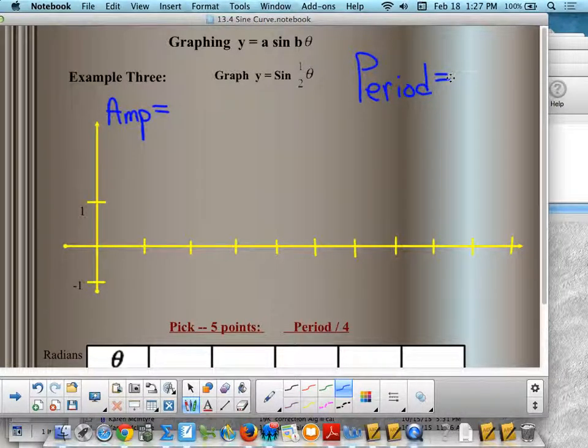Gotta know this, gotta know that, gotta know amp, gotta know your period. How long is the period? Anybody know the amp? How'd you know it was 1? It's right here. It's the number in front of sine, it's 1. So you're gonna go up 1, down 1, up 1, down 1. Here, I put the 1 there for you, I put the negative 1 there for you. Too nice, I'm just too nice. Okay, next, I wanna know the period.